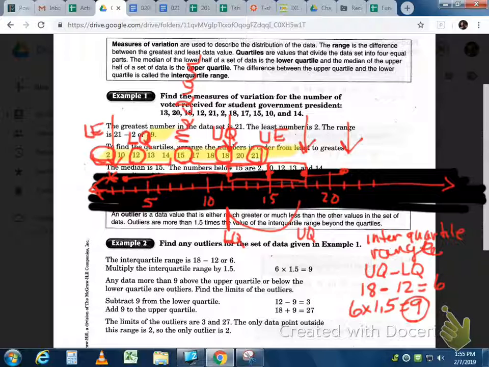Interquartile range. UQ minus LQ. Take that times what number? What's the limit? 1.5. Your whiskers cannot be any longer than that. If there's numbers farther away than that, then those are outliers. Don't draw your whisker all the way to that. Just draw it to its limit.